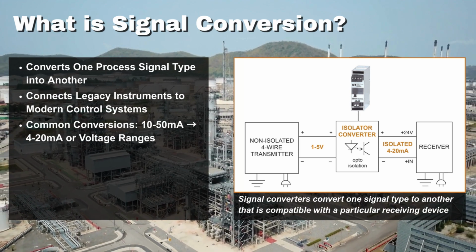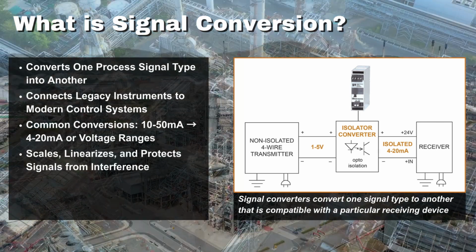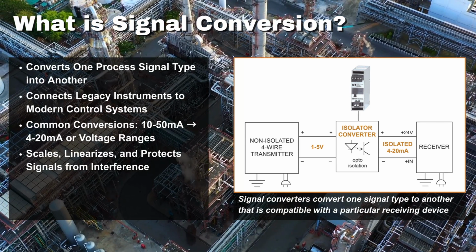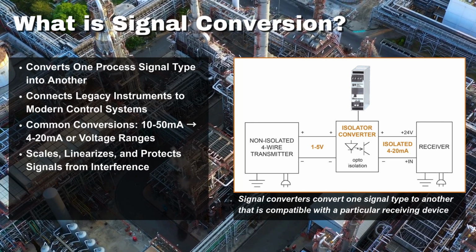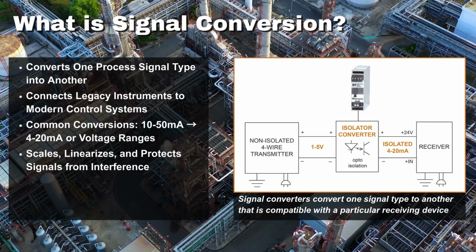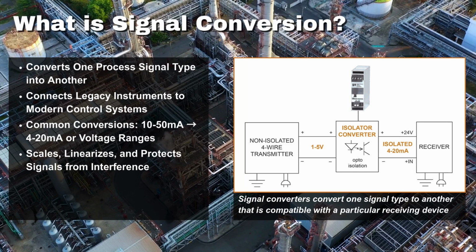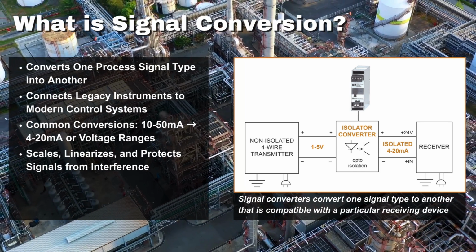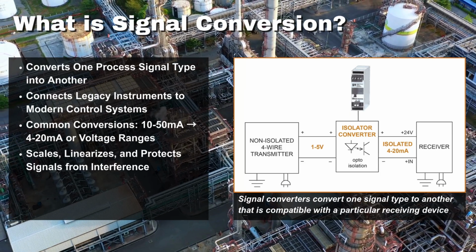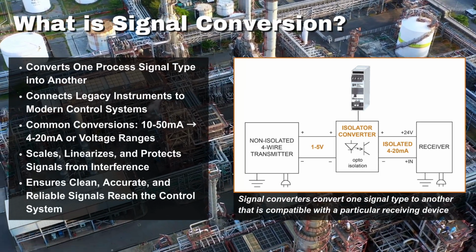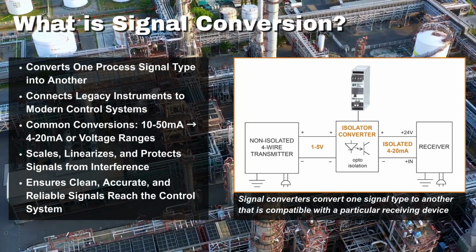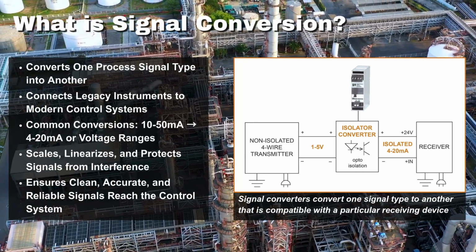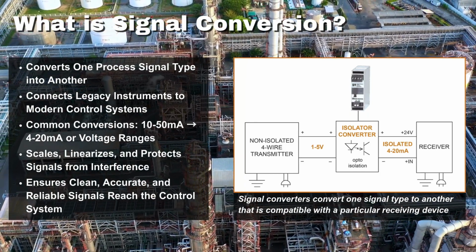Converters don't just change signal formats. They also scale, linearize, and protect process signals from electrical noise and ground issues, ensuring consistent and dependable measurements. In short, signal converters make sure that no matter what kind of signal your equipment sends, your control system receives a clean, usable, and accurate signal. Now, let's take a closer look at the main types of converters and how they differ.